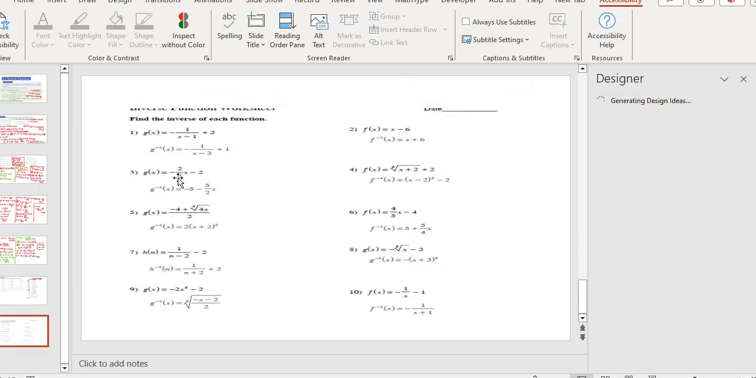The next slide is: find the inverse of each of the following functions again. g(x) is equal to this, and the inverse of the function is the answer. Question number 2, f(x) this one, then this is the answer. Question number 3, this is the answer. Question number 4, question number 5, question number 6, question number 7, question number 8, question number 9, and question number 10, these are the answers.